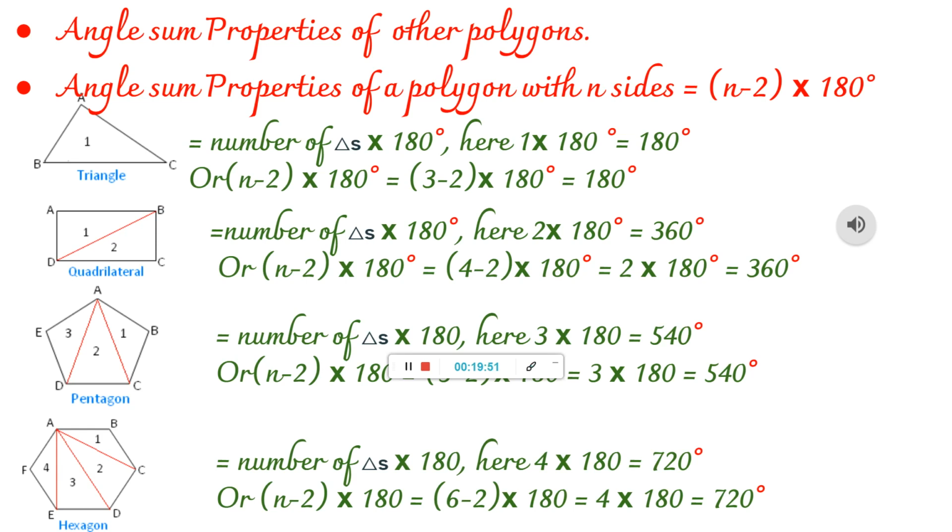So basically the trend is that if you consider a polygon with n sides, how many triangles will it have? It has n minus 2 triangles. Means the number of sides is n, and n minus 2 triangles are there. Clear? If 6 sides are there, then 6 minus 2 is 4 triangles. Clear?